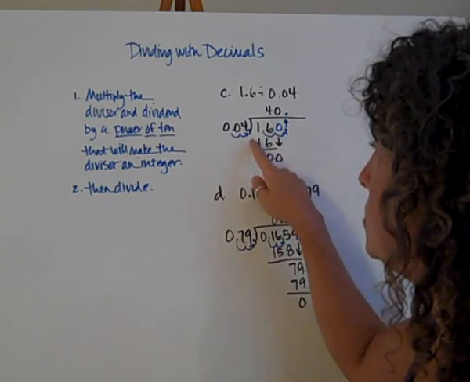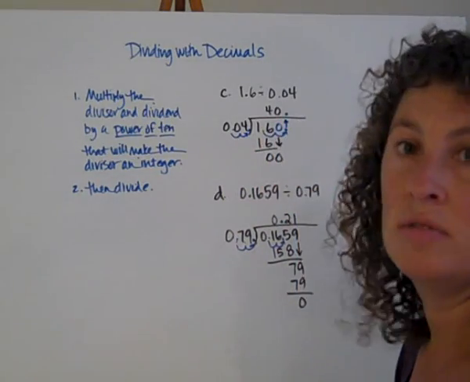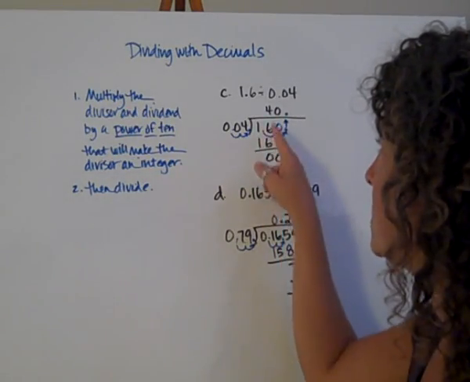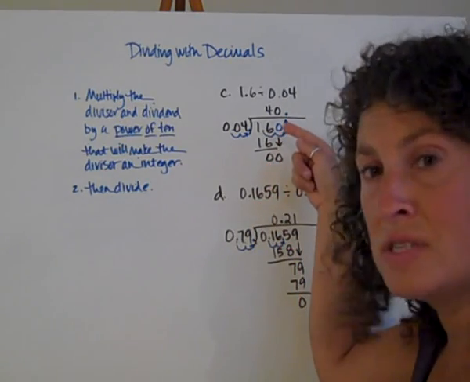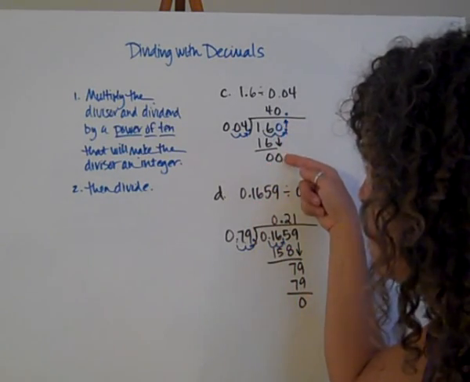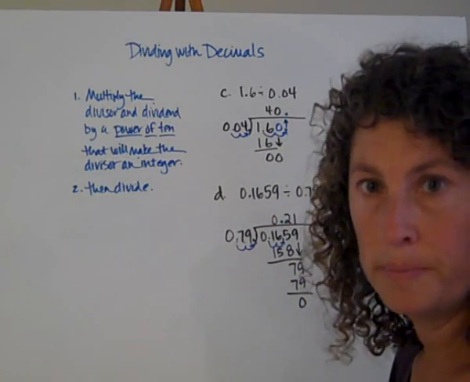So I go to divide. I need 4 into 1. That doesn't go. 4 into 16 goes a nice even 4 times. 4 times 4 is 16. Bring that down. I have no remainder, but I still have a 0 I need to count for here. So I'm going to bring that 0 down. 4 goes into 0 zero times. My final answer is 40.